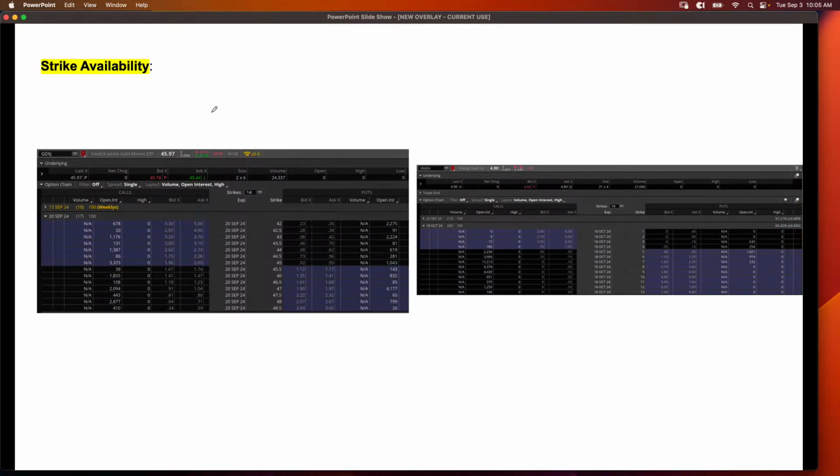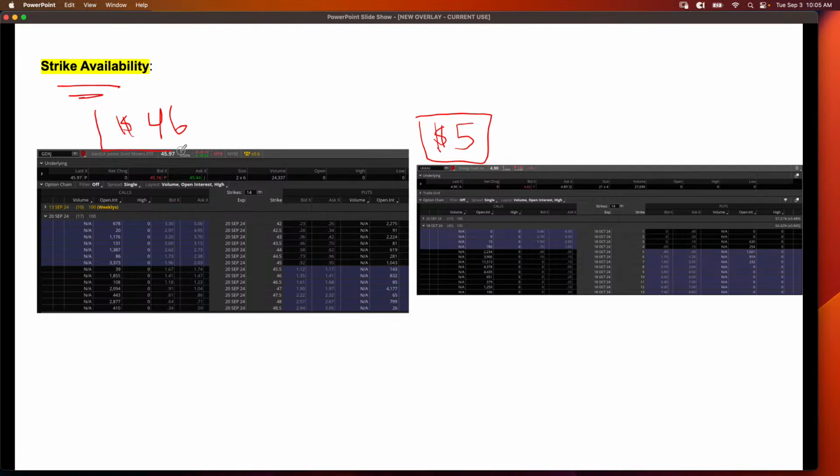This is an important topic and one that, first of all, people don't teach, people aren't familiar with, and it concerns me. So let's talk about strikes in options. And I have two examples here. GDXJ is a $46 stock. The 4Us is a $5 stock.